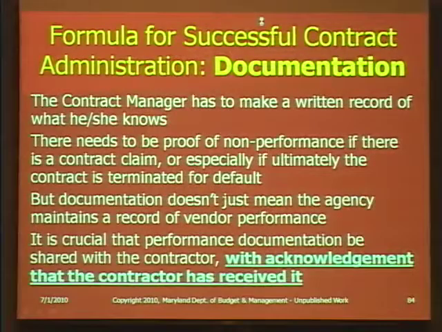So, the contract manager has to make a written record of what she knows. There needs to be proof of non-performance if there is a contract claim, or especially if ultimately the contract is terminated for default. But documentation, and this is crucial as well, doesn't just mean the agency maintains it in your file. That isn't good enough. It is necessary, but it's what's called necessary but not sufficient. It isn't enough for it merely to be in your file. You need to go the next step.